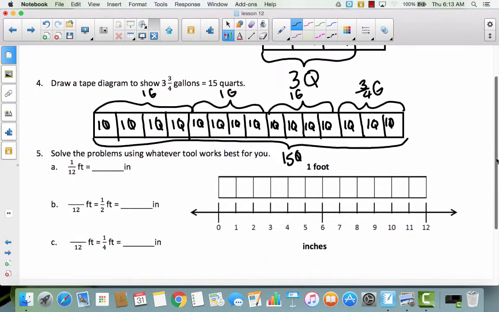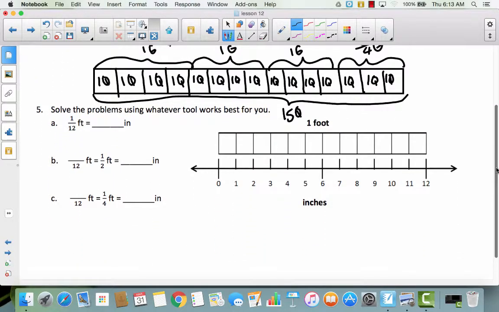All right, so let's take a look at number 5. Solve problems using whatever tool works best for you. So you can see here we have a tape diagram, and then we also have a number line. And you can see that these are labeled with inches, and the whole is 1 foot. So if I want to know what 1/12 of a foot is, so this is 1, 2, 3, 4, 5, 6, 7, 8, 9, 10, 11, 12 parts. If I had one of them, that will be equal to how many inches? Well, that will be equal to 1 inch.